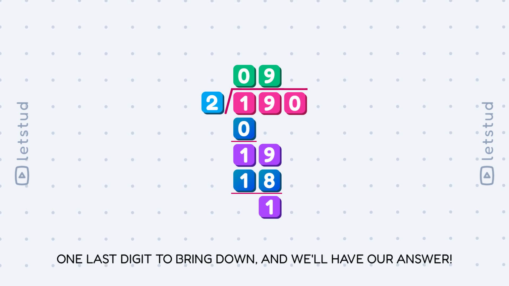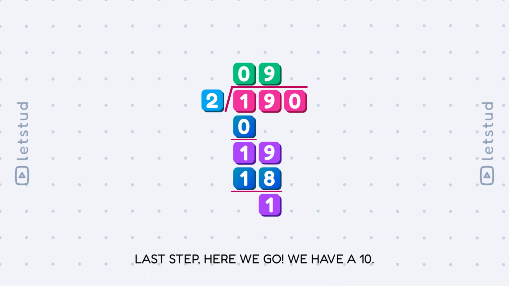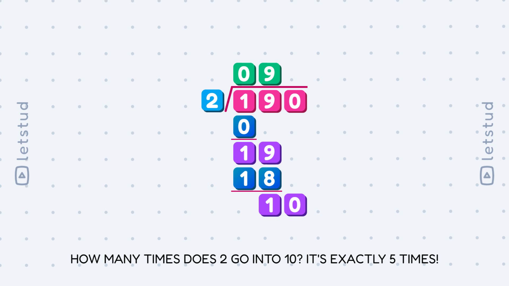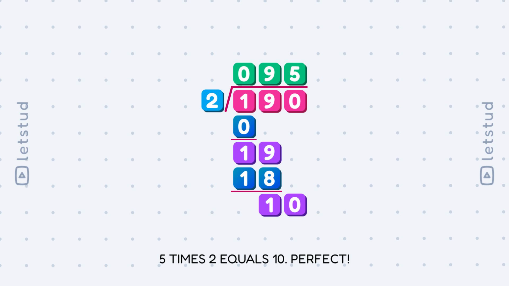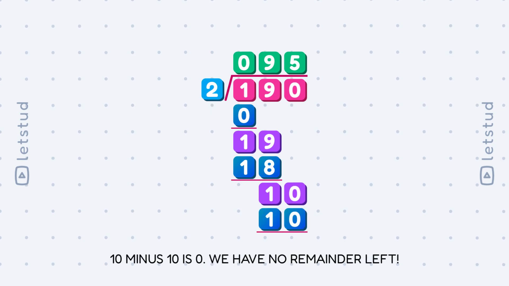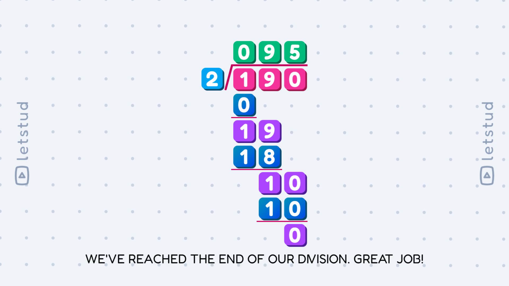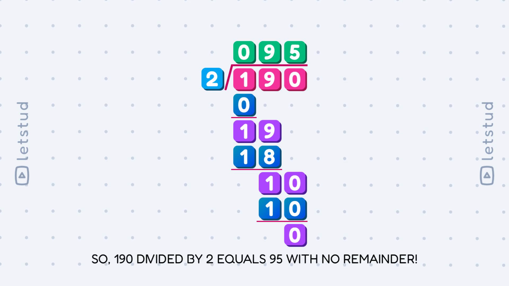One last digit to bring down, and we'll have our answer. Last step, here we go, we have a 10. We bring down the final digit, 0, next to our remainder 1, making 10. How many times does 2 go into 10? It's exactly 5 times. 5 times 2 equals 10, perfect. 10 minus 10 is 0. We have no remainder left. You did it, that's fantastic work. We've reached the end of our division. Great job. So, 190 divided by 2 equals 95 with no remainder.